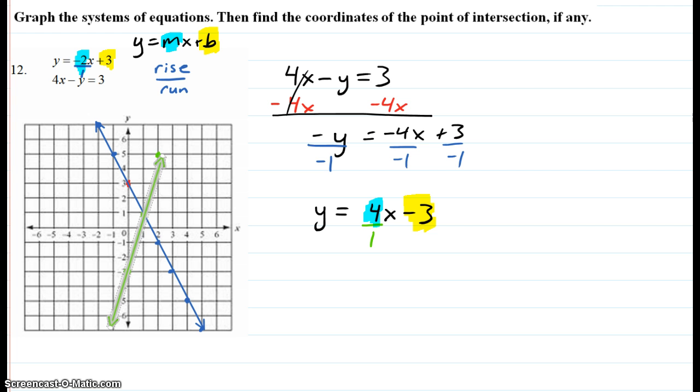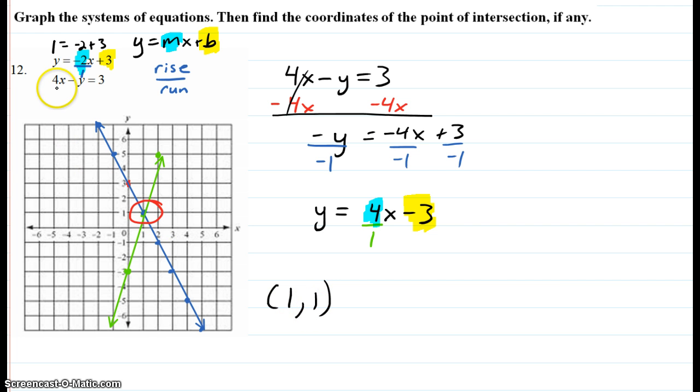And so these two lines cross at this point here. And that point is 1, 1. And so what's great about solving a system is you can always take these numbers and plug them back in. And so take this 1, put it here. 1 times negative 2 is a negative 2, and negative 2 plus 3 equals 1, which is our y value.